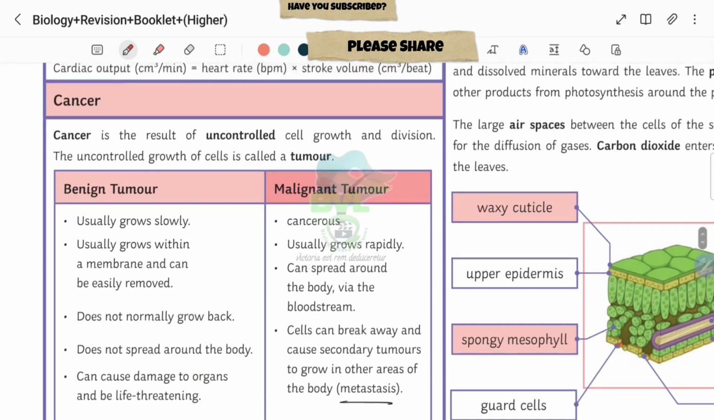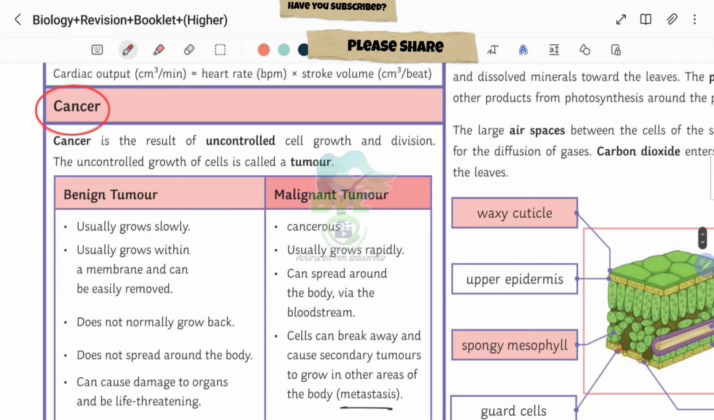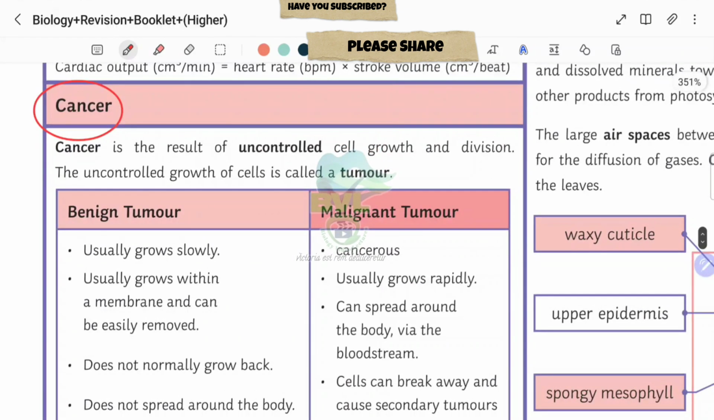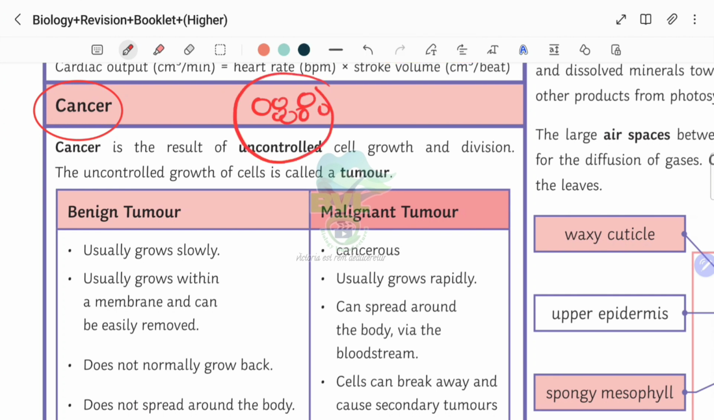The next kind of thing you want to focus on is cancer. Cancer basically refers to uncontrolled growth and division. So when we say uncontrolled, that means the cells just keep dividing and dividing. Now, one thing you want to know is that when the cell divides uncontrollably, it becomes a mass, and that mass is called a tumor. Now, that tumor can be in two ways. That tumor can be in a capsule or within a membrane.